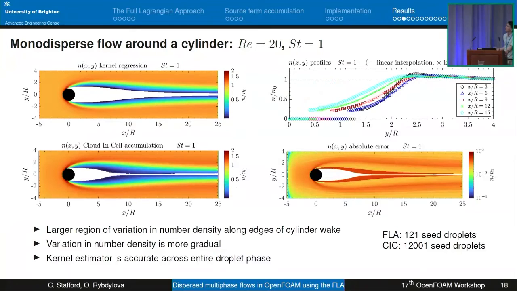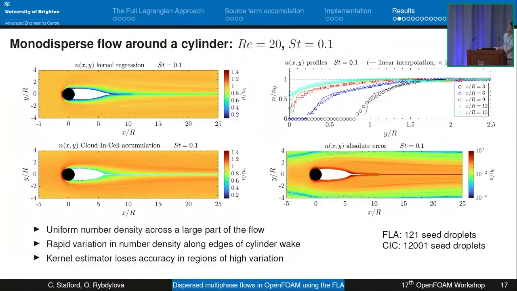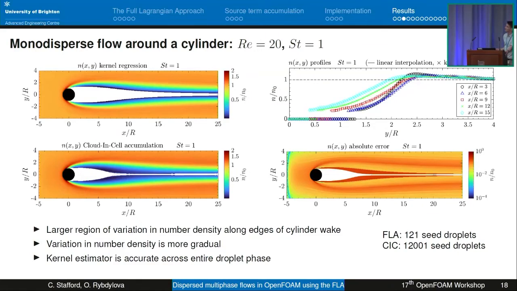So moving on to a higher Stokes number now. That was 0.1. Now a Stokes number of 1, where we have more inertial droplets. We can see that the higher seeding from box counting actually retrieves a bit more detail here, but this is only in areas of very low number density that aren't of much interest. In general, we get an acceptable level of accuracy again. For the profiles, we see that the kernel regression captures the detail very well across the range of y values, and the variation is more gradual, and that's why it's able to do this.